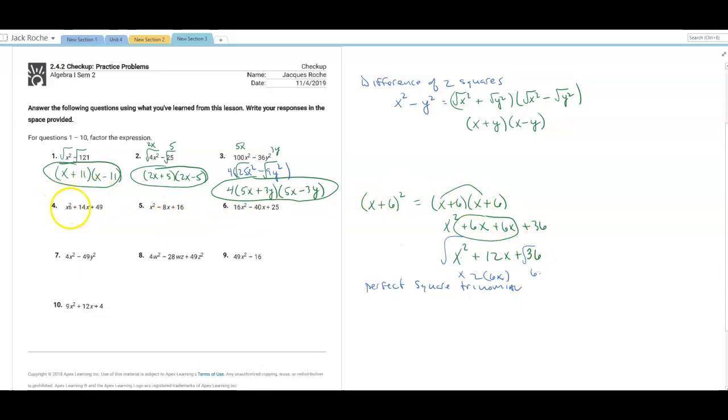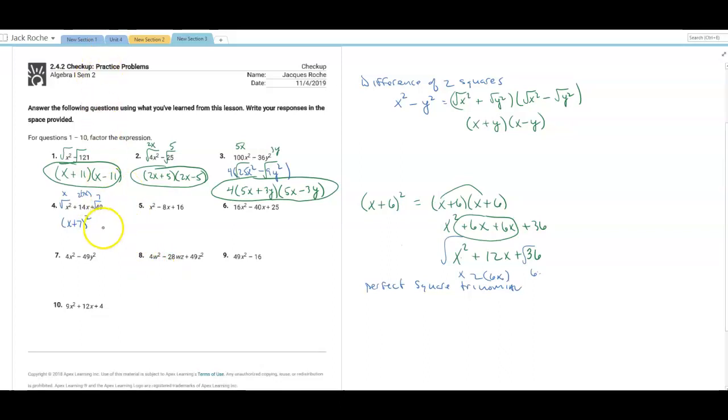Okay, so if I have x squared plus 14x plus 49, if I take the square root of x squared, I get x. If I take the square root of 49, I get 7. If I multiply those and double it, do I get 14x? Is 2 times 7x going to give you 14x? Yes. Therefore, this would just be x plus 7 all squared.